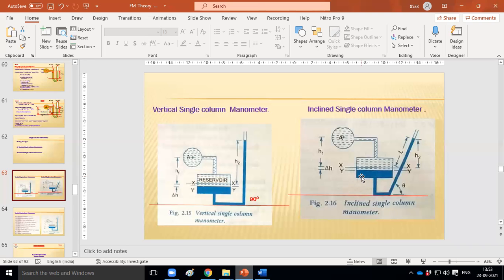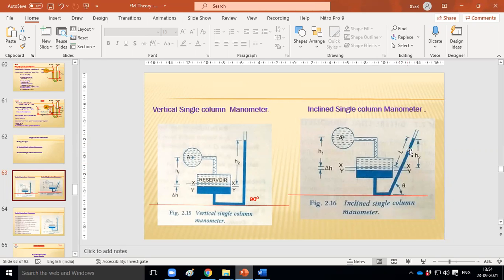And at the same time, what will be the incline height of mercury that goes up in the right limb? It is quite difficult to find that height, but the vertical height will be H2 plus delta H. Correct. Vertical height H2 plus delta H is the vertical height of mercury that goes up. The incline height is quite difficult to calculate directly, but mathematically we can calculate it using which triangle? A right angle triangle.